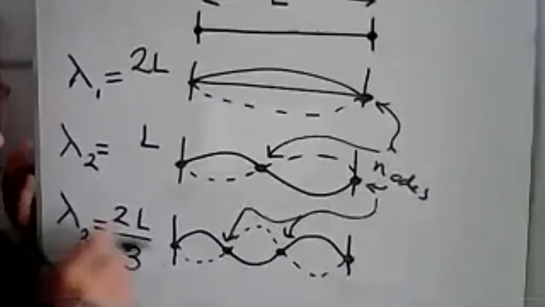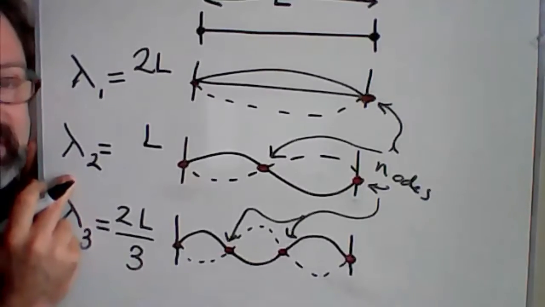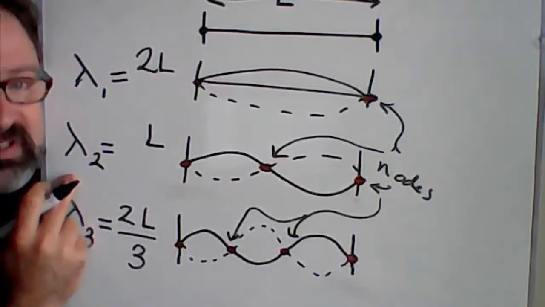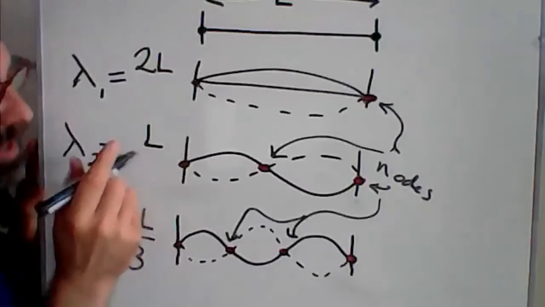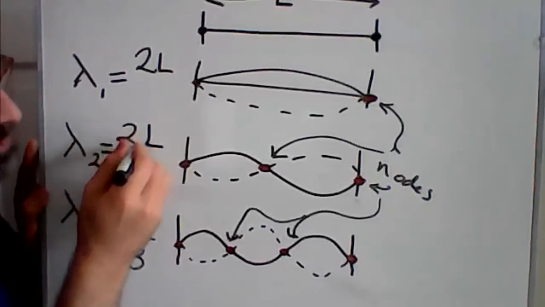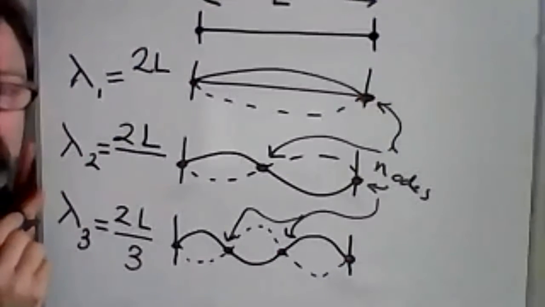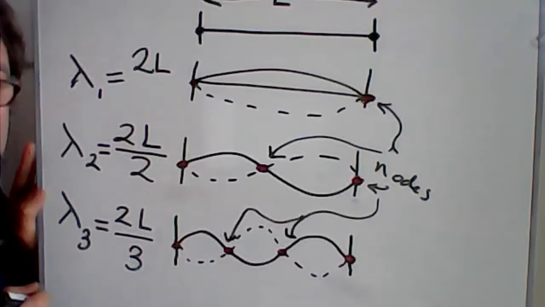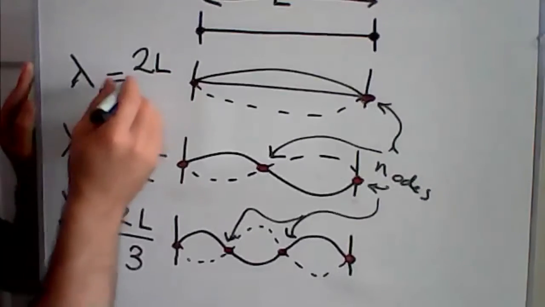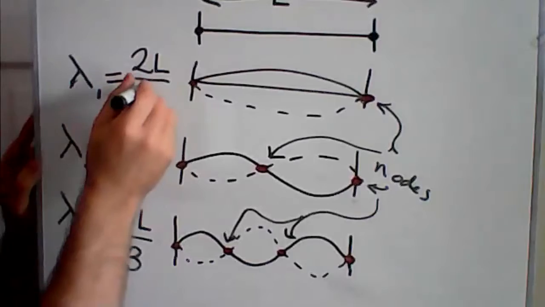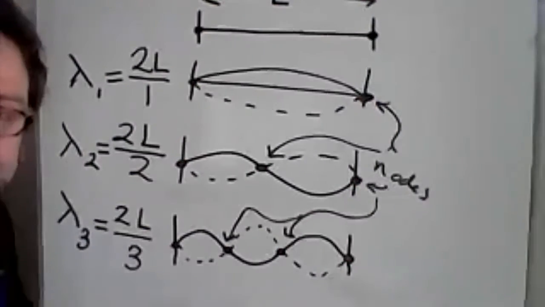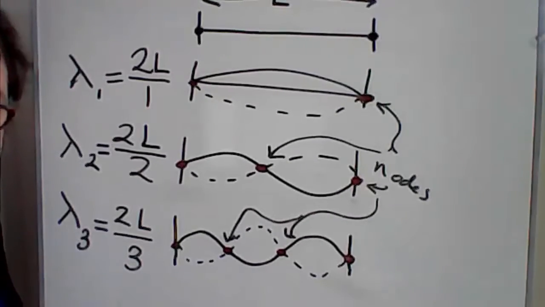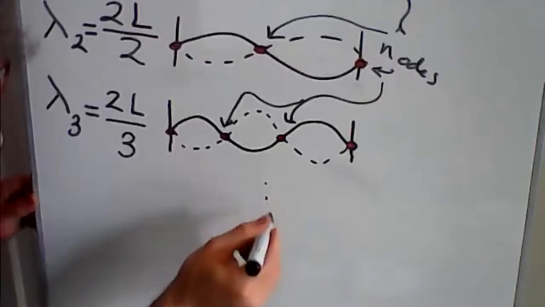Now let's come back and think about our second wavelength. Our second length was L, but we could also call that 2L divided by 2. And our first length was 2L divided by 1. It is crazy. Okay, and of course what this means is dot, dot, dot.